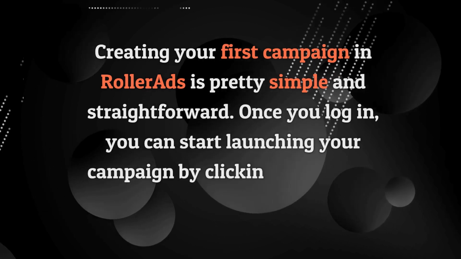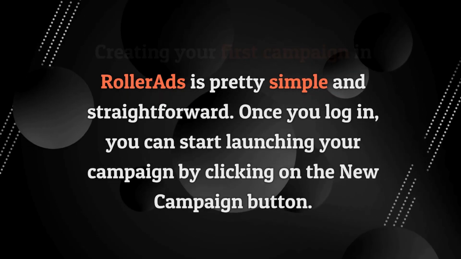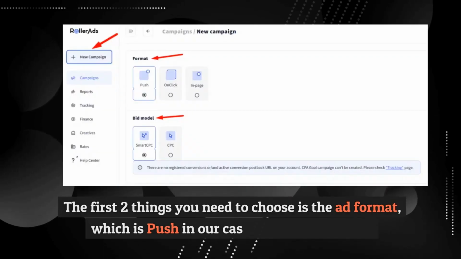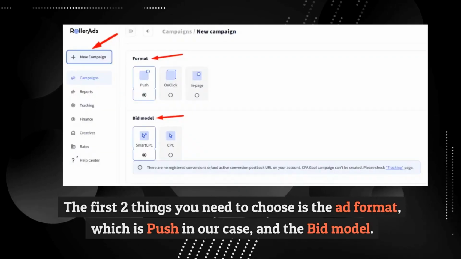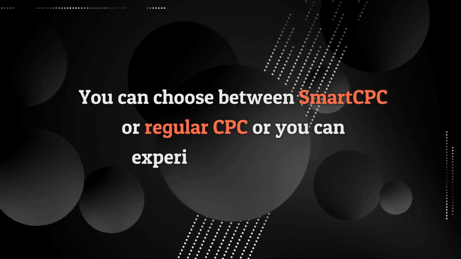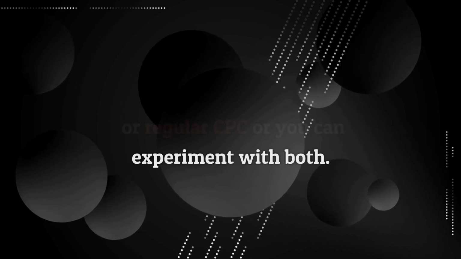Once you log in, you can start launching your campaign by clicking on the New Campaign button. The first 2 things you need to choose is the ad format, which is push in our case, and the bid model. You can choose between Smart CPC or regular CPC, or you can experiment with both.